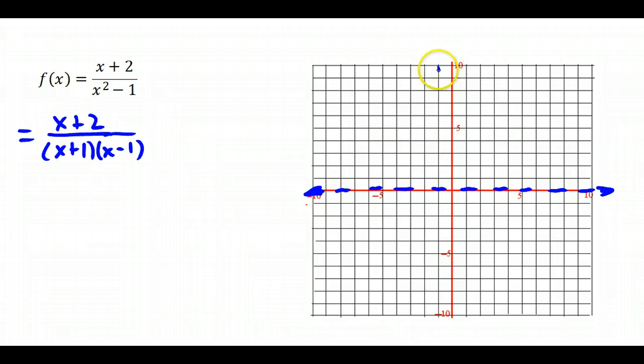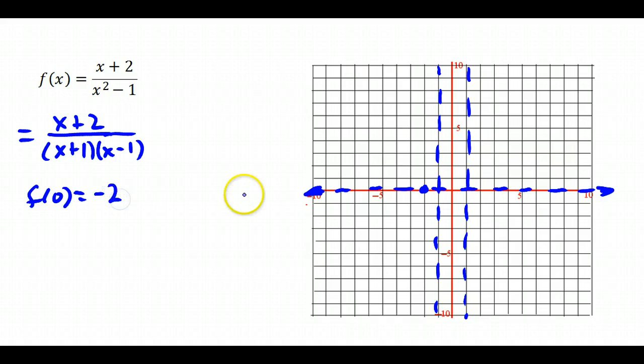And I have vertical asymptotes at -1 and 1. I have an x-intercept at -2. And let's plug in 0 for x to get any y-intercepts. And I'm going to get that f of 0 is -2. So I have a y-intercept at -2.